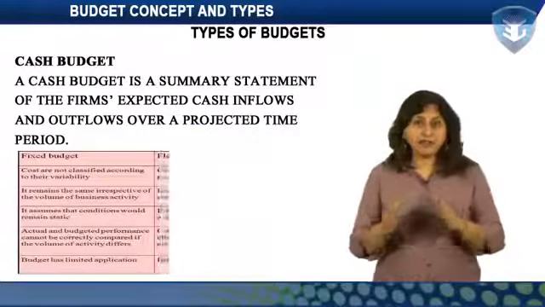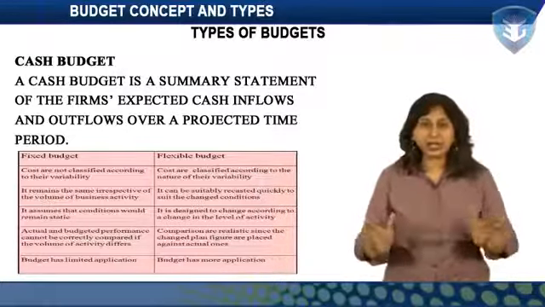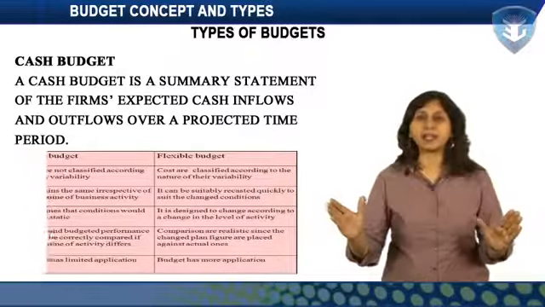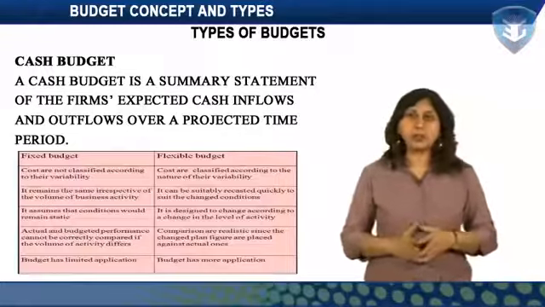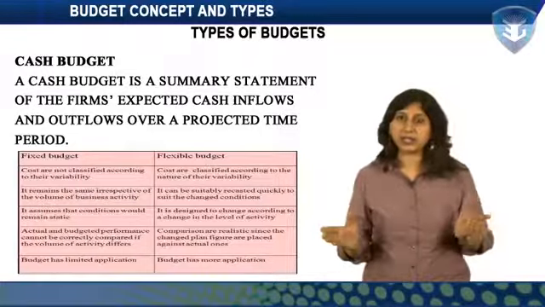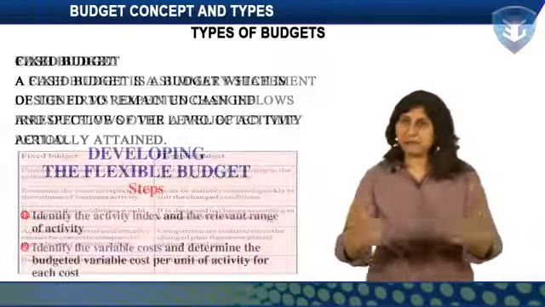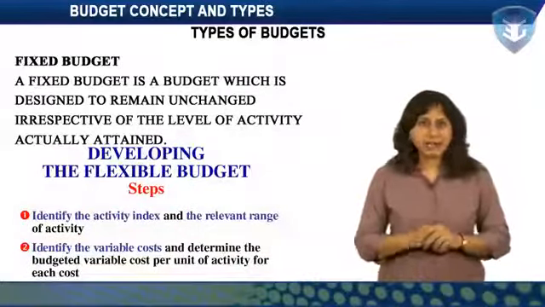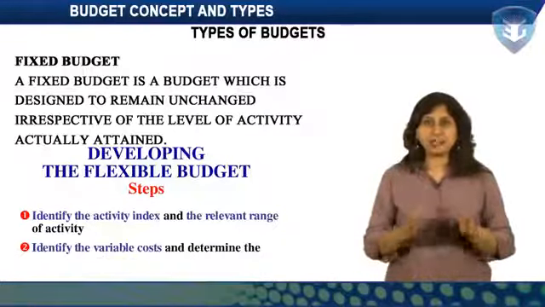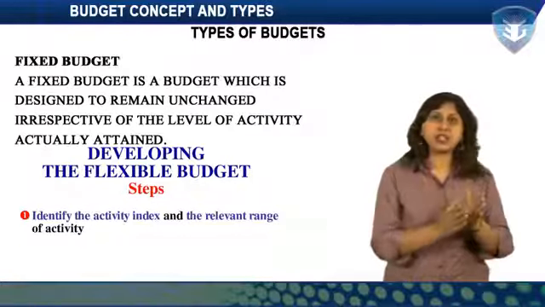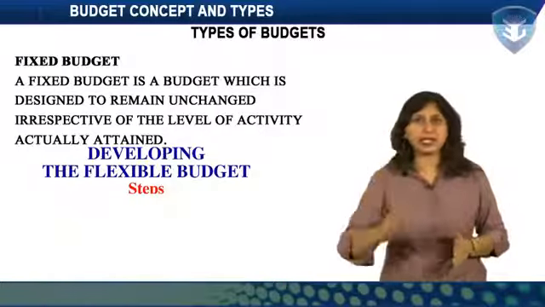Fixed budget. A fixed budget is a budget which is designed to remain unchanged irrespective of the level of activity actually attained. Fixed budget is useful when there is no significant variation between the budgeted output and the actual output. Flexible budget. Flexible budget, also known as variable or sliding scale budget, is a budget which is designed to furnish budgeted costs for any level of activity actually attained.